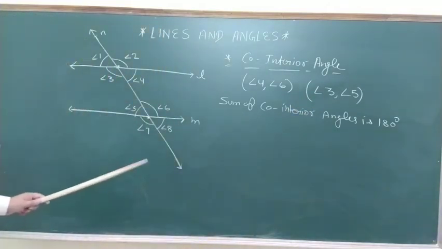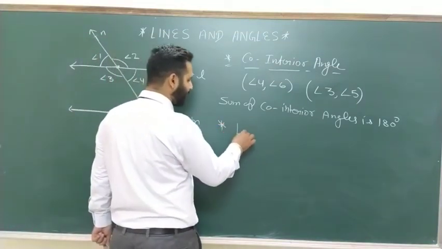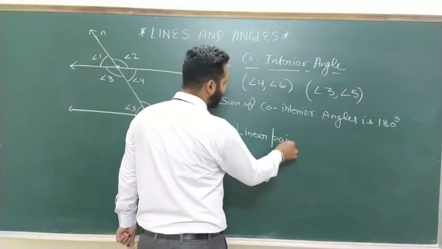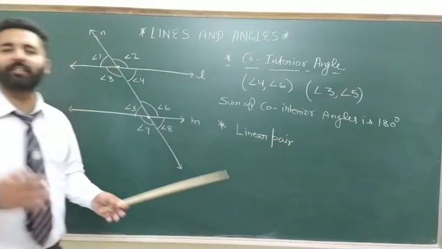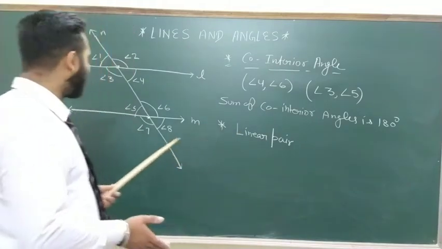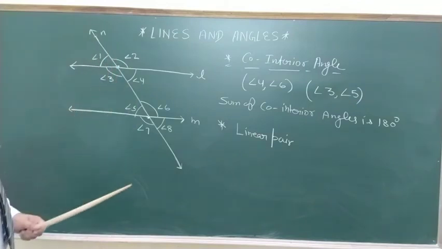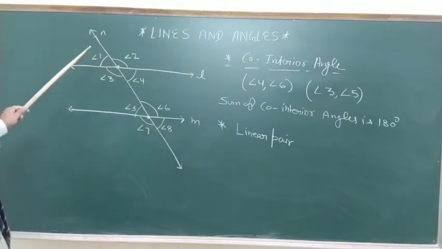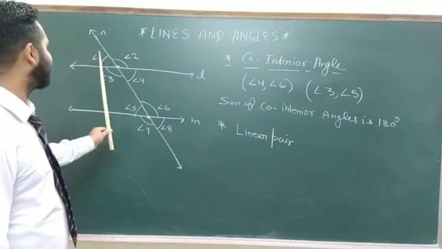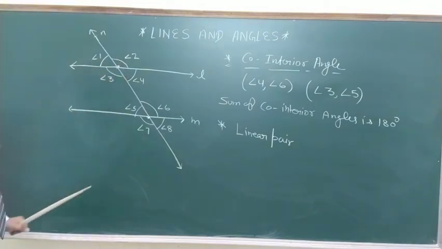Fine. These were pairs of angles. Now we will discuss the last thing, and that is linear pair. Linear pair means if there is a straight line and we have two angles on that line, then the sum of those two angles is 180 degrees. Like here we have angle 1 and angle 2, they are making a linear pair. Angle 1 and angle 3, because if you take this line, then angle 1 and angle 3 are there. Same from this side, angle 2 and 4 you will get.